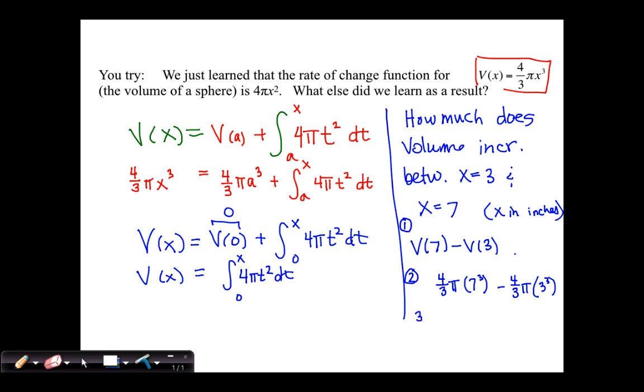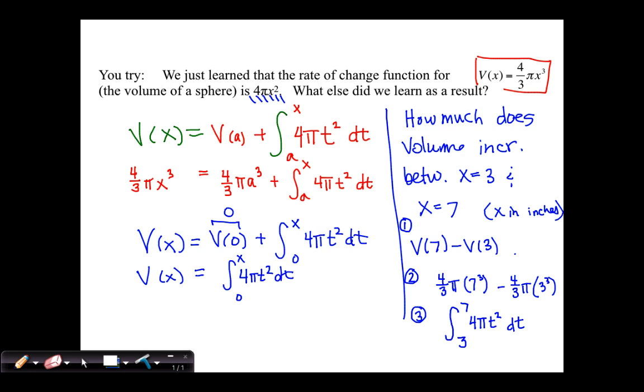Or if you want to use the accumulation open form, how much does the volume change between a radius of 3 and a radius of 7? Accumulation occurring between 3 and 7 due to the rate function 4 pi x squared. I can use x, I could use t. It doesn't really matter what letter I use in this case because I'm not trying to make a function, just an expression for a number. But 4 pi, I'll just use t. You don't have to use x in order to do this.